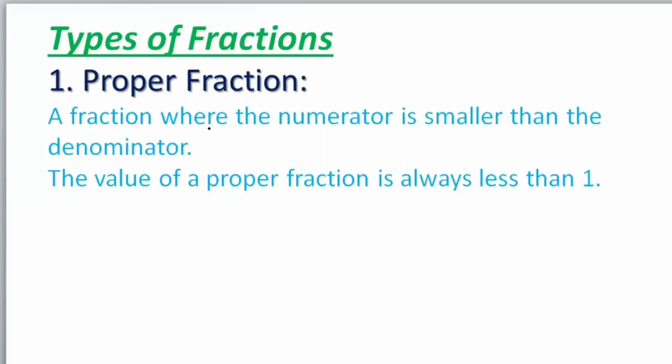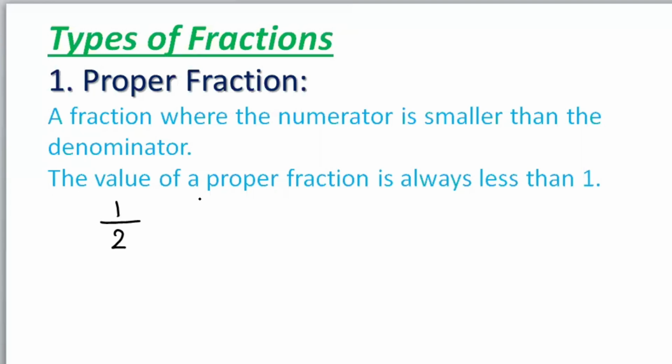Here come the types of fraction. The first type of fraction is the proper fraction. What is a proper fraction? A fraction where the numerator is smaller than the denominator. What does it mean? This is the numerator, the top one, and the numerator is smaller than the denominator. 1 by 2 is a proper fraction because the numerator is smaller than the denominator.